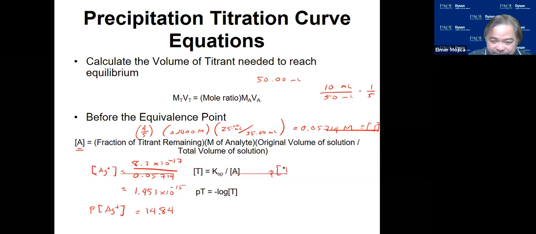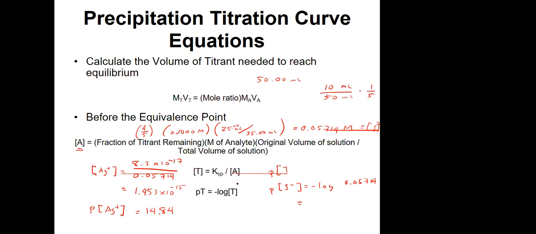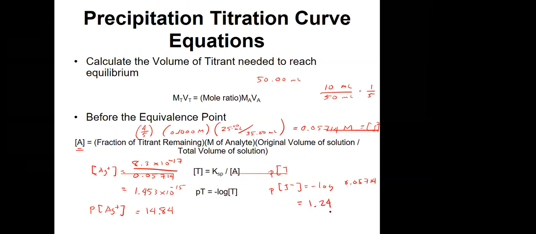We can get the pI minus also if you want. So what's the pI? Negative log of 0.05714. I just want to show you how they change as you do titration. So this is equal to what? Anyone? 1.243. So you have 1.24. This is unlike pH and pOH, which will always give you 14. This is not like that.